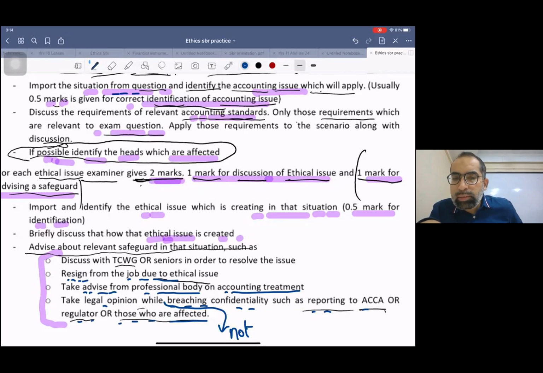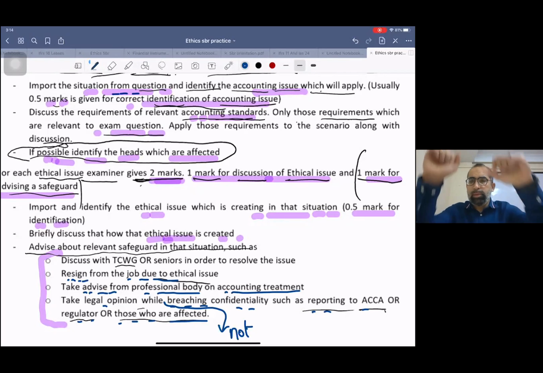So these are some of the famous safeguards which normally you have to write. If you see the exam kit of SBR and the major past papers, these are the most famous safeguards which you write.